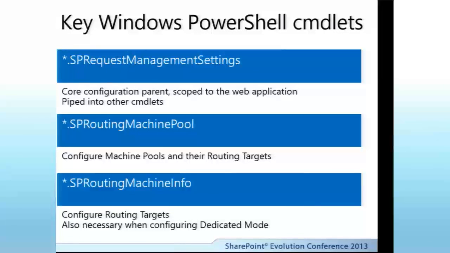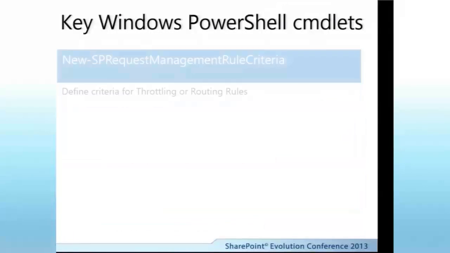And then we have commandlets for managing routing machines, machine pools and their individual targets. The individual machines themselves are dealt with by SP routing machine info, and there you can see the naming confusion. Okay, that's a routing target, not a machine target. But marketing changed the name after the guys had written the code, so no going back there.